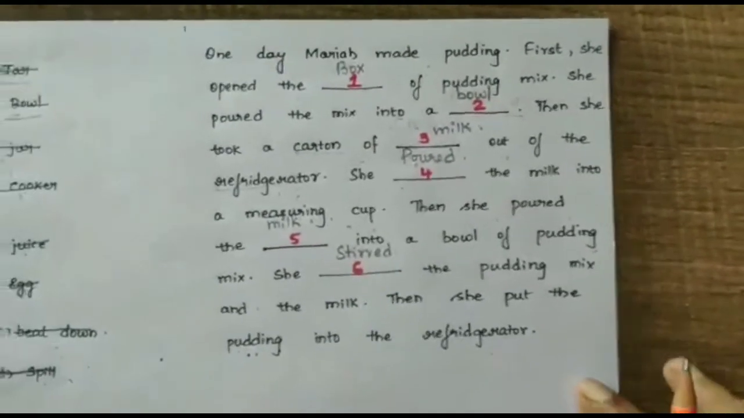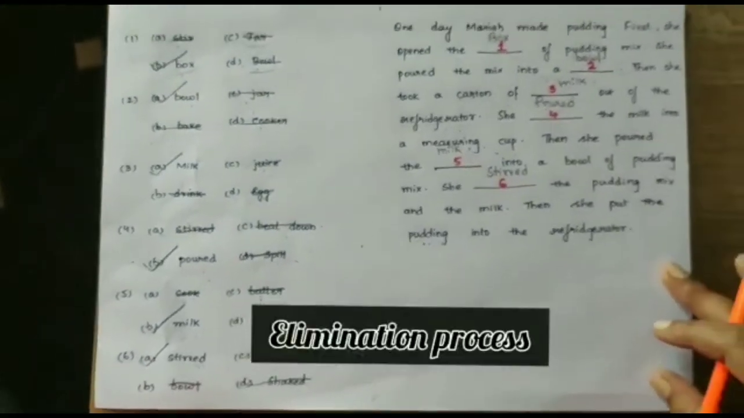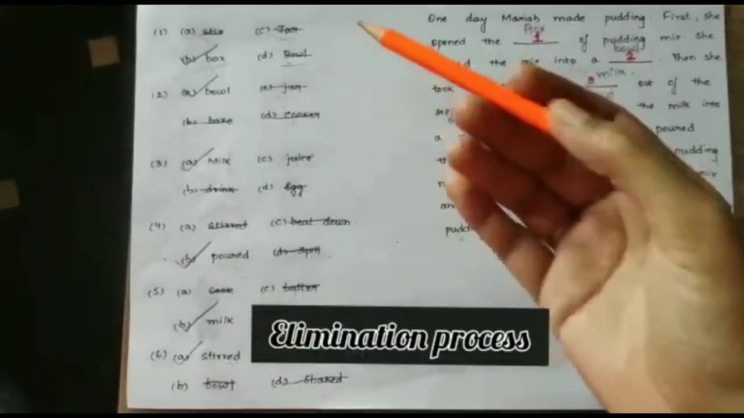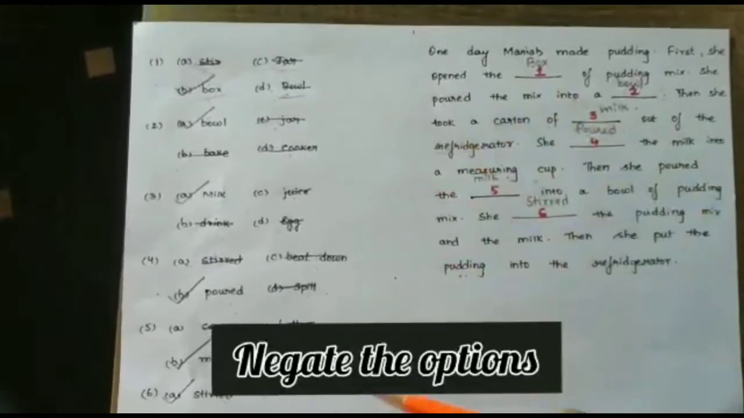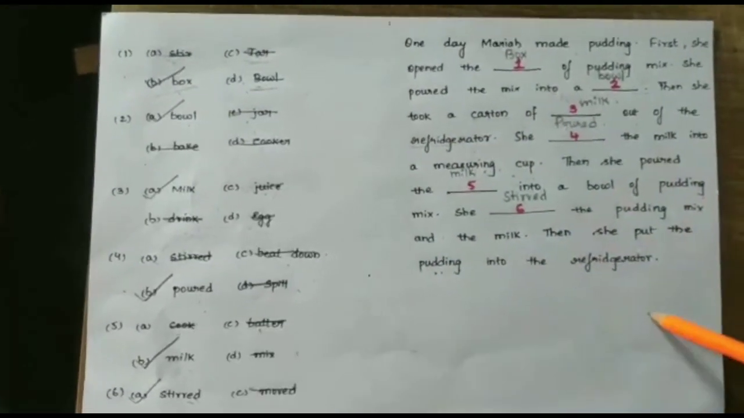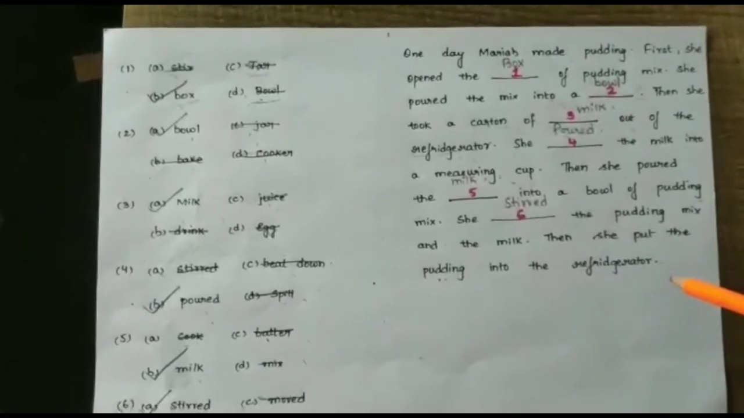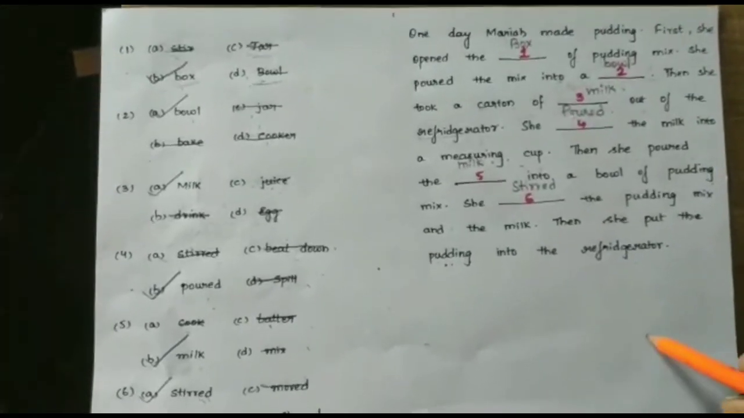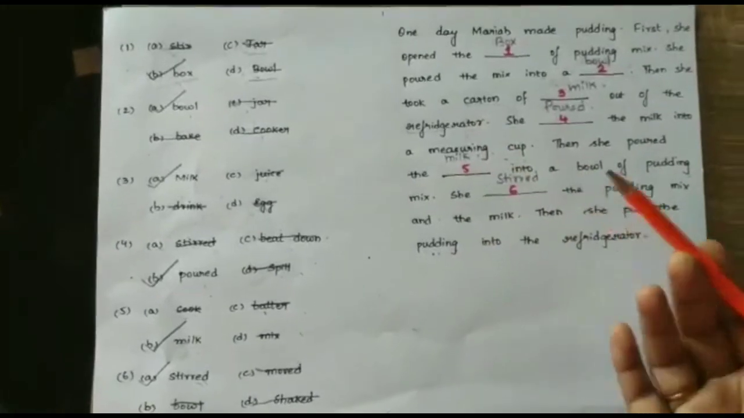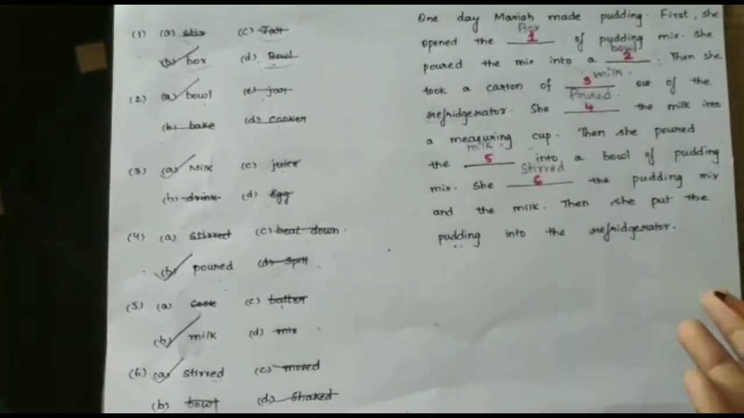See now, everything got suited. So this is how you do a cloze test, by doing the elimination process, by negating the options here. You will get the cloze test answers, and you will also acquire good marks in a cloze test by doing this elimination process and by following all the tips I have mentioned.